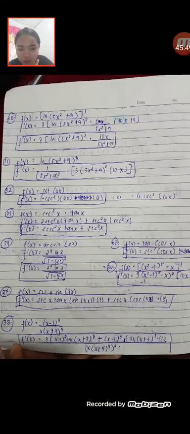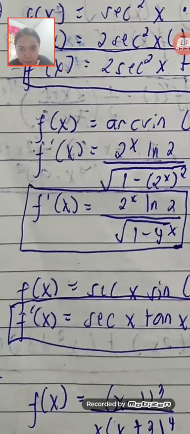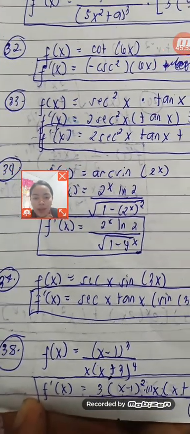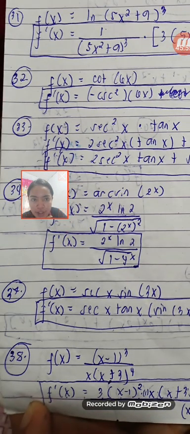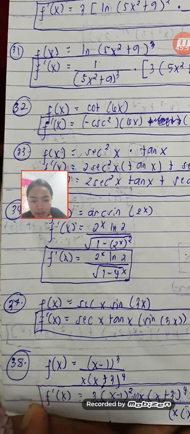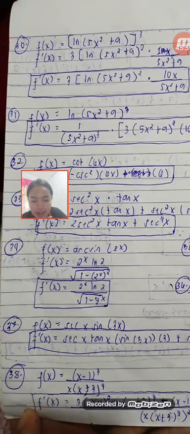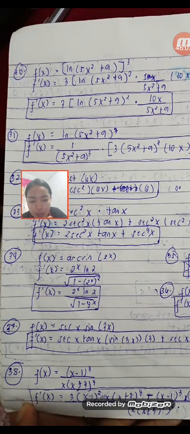Alright. So for number 37, we have here f of x is equal to sec x sine x. In this item, as we can see, this is a product.